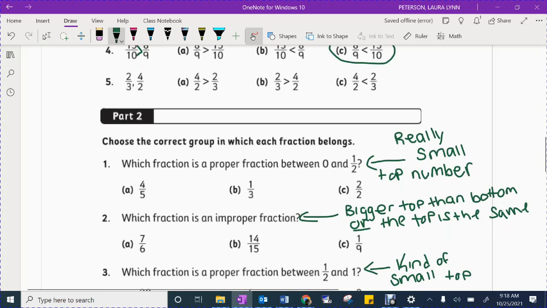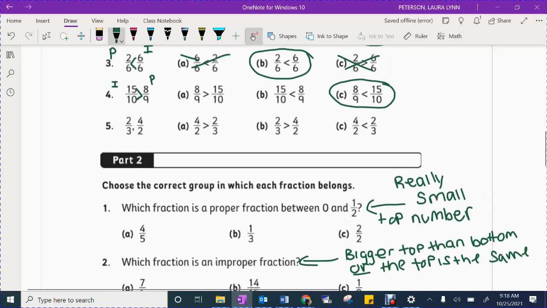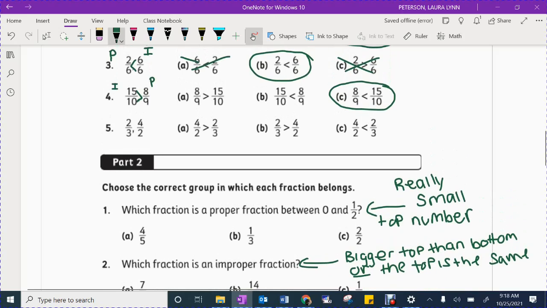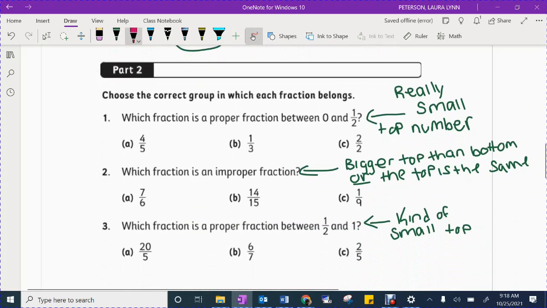Number 5, we have 2/3. Well, 2 is smaller than 3, which makes this proper. Compared to 4/2, 4 is bigger than 2, which makes this improper. Alligators always eat improper, so I need to circle the answer where the alligator eats 4/2. That would be part A. Of course, if I went too fast, pause your video and get stuff copied down. Actually listen to this video. But I'm going to move on now to part 2.